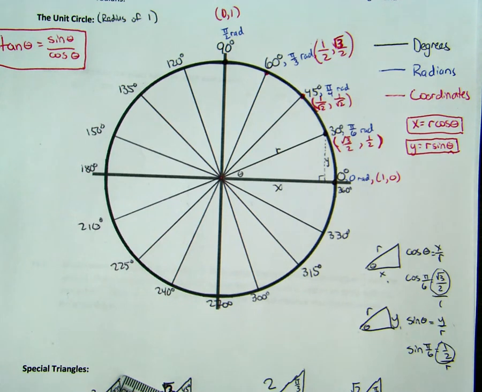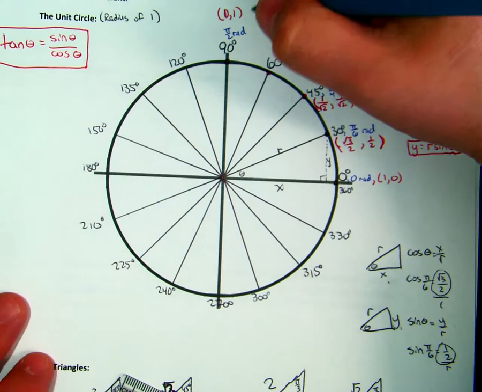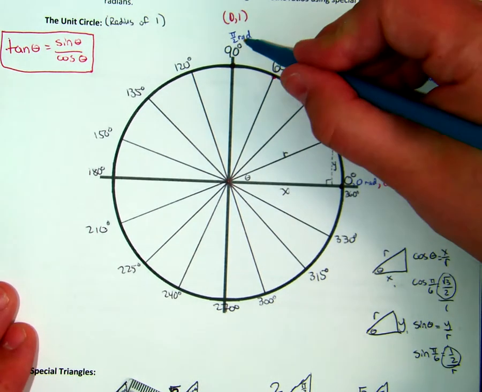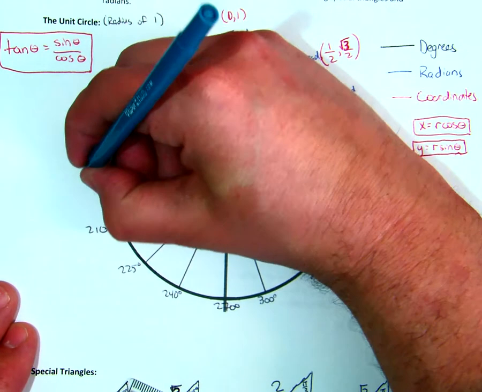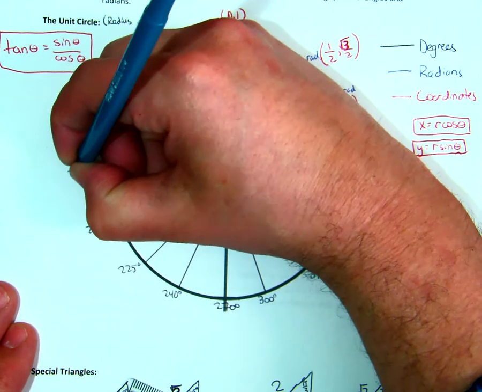Right now I'm going to start putting some of the radians in. So first off, that's pi by 2 for 90. This has got to be pi radians.